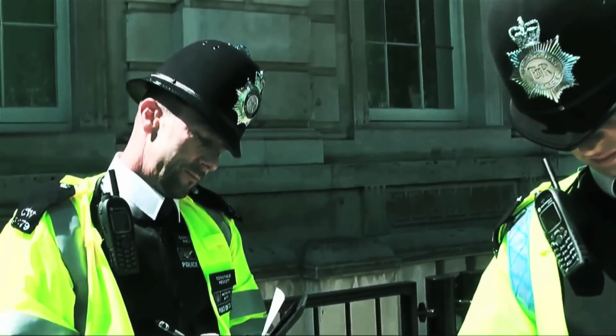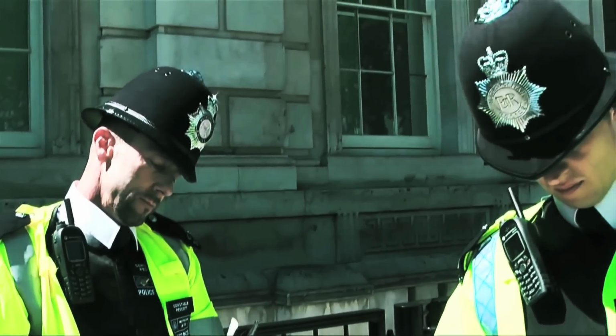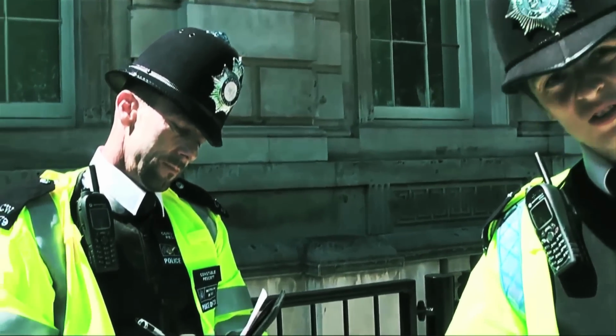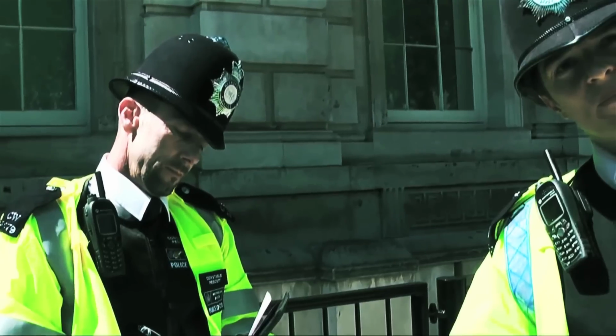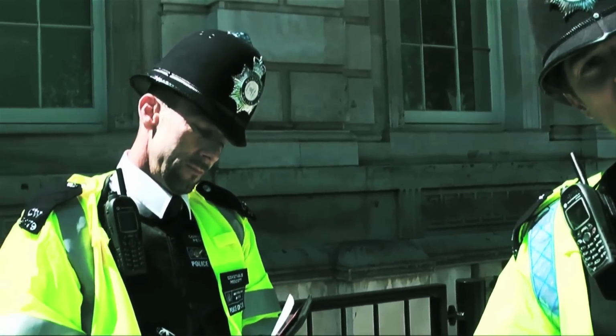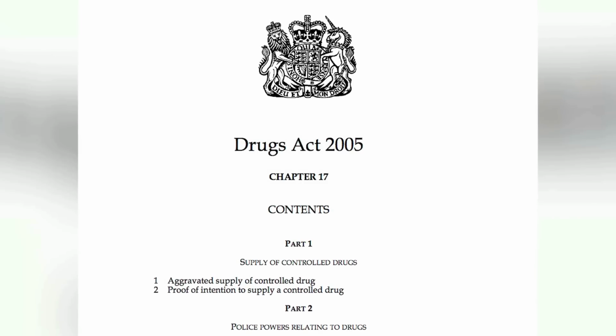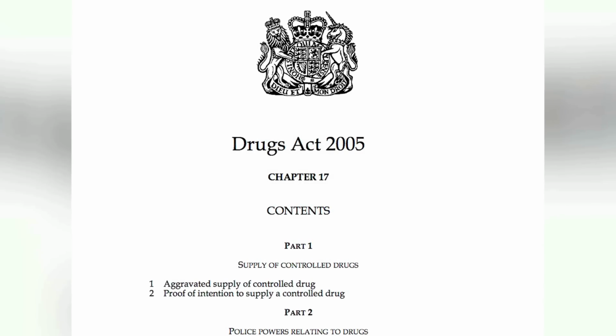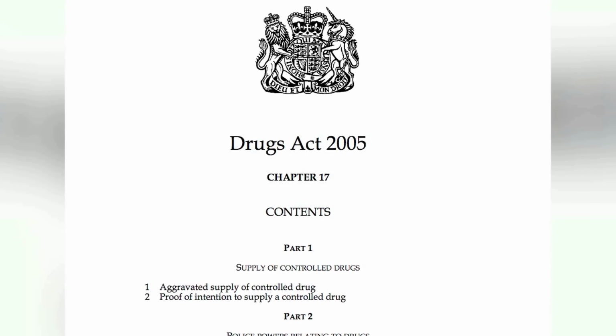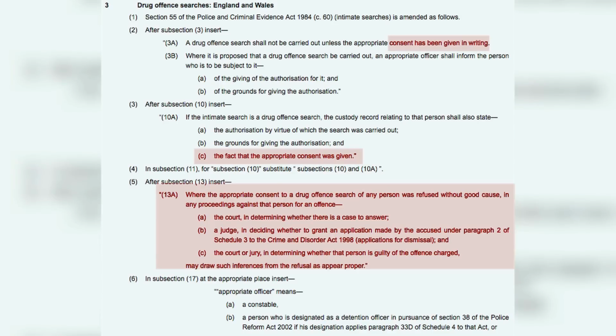The point to all this information is, the police cannot search you unless a Section 60 is in place, without reasonable suspicion. You can, in such cases as a drug search, refuse by not giving consent, as laid out in the Drugs Act 2005.